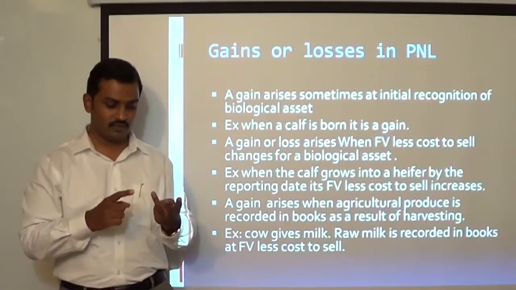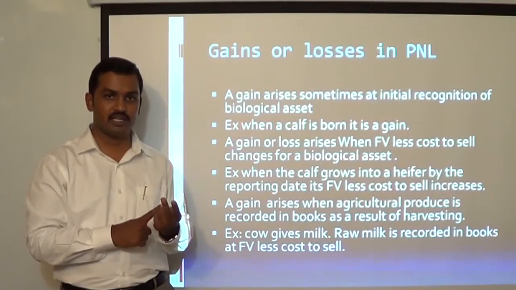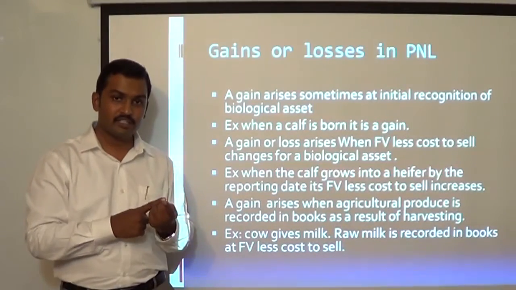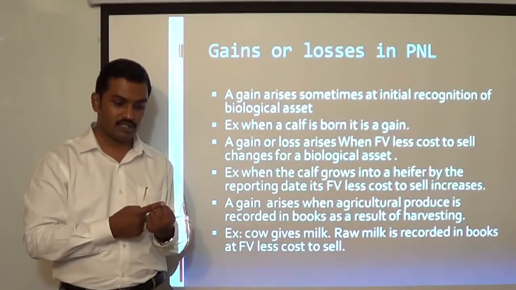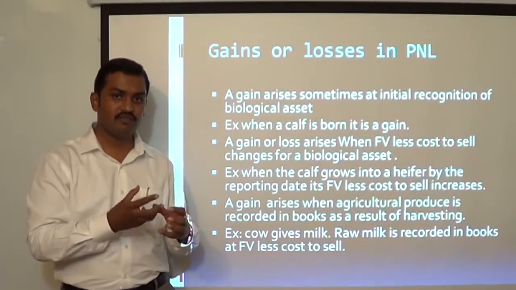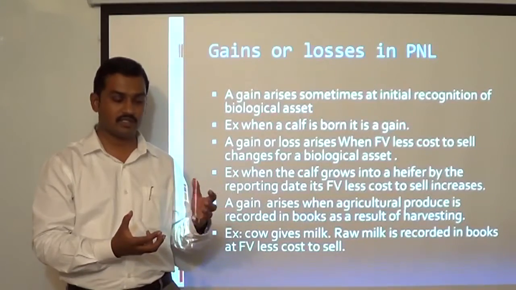See, there can be three situations. When I recognize biological assets initially, there can be a gain. When I measure the agricultural produce or harvest, there can be a gain. The third situation is there can be change in the physical characteristics of the biological assets.